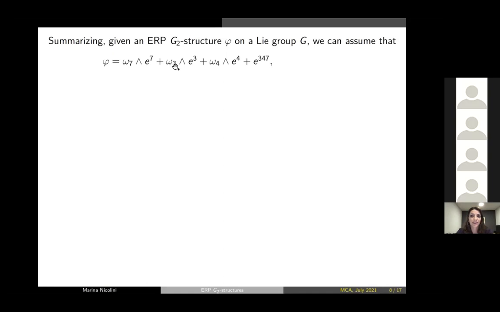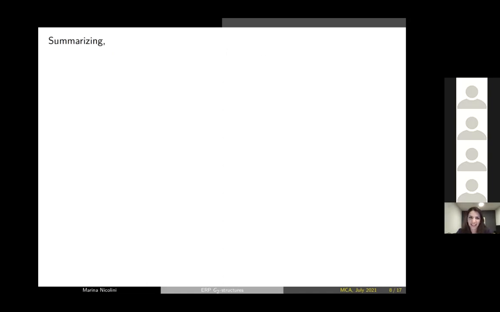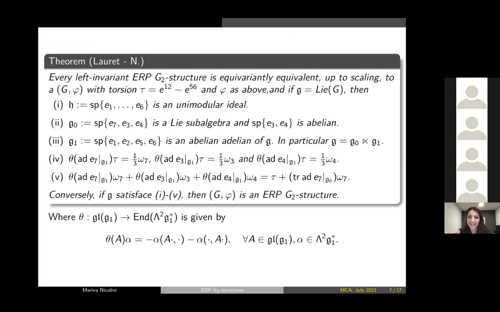Sorry, Marina, can you go back to the previous slide? Yes, it's not nice. Yes, so no, you don't say that your theorem is not nice. So G0 is an almost abelian, right?